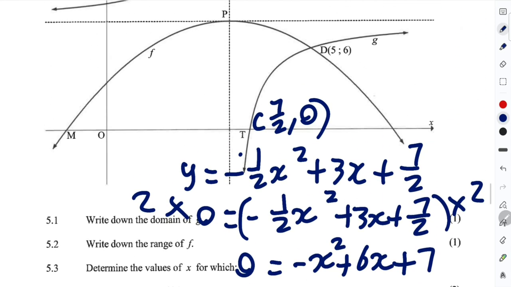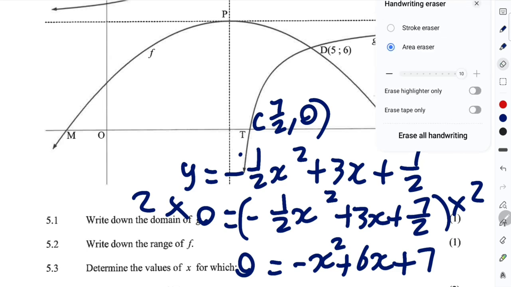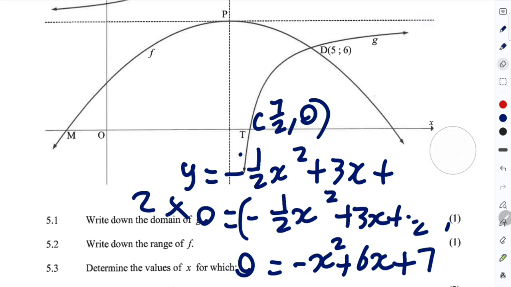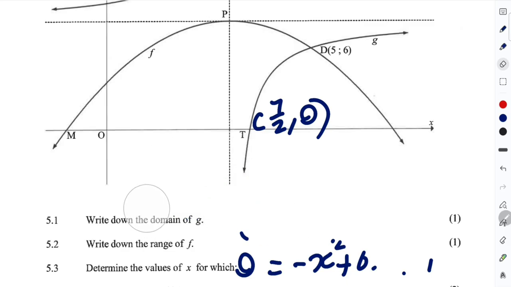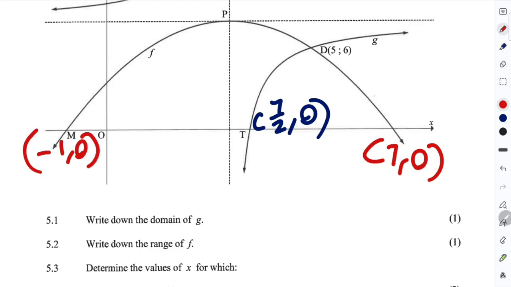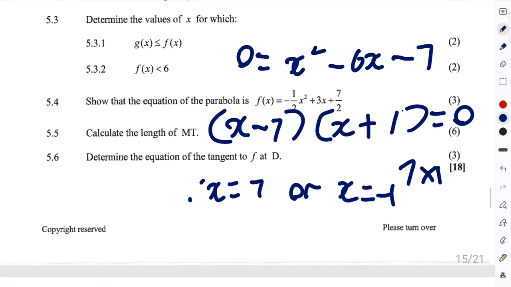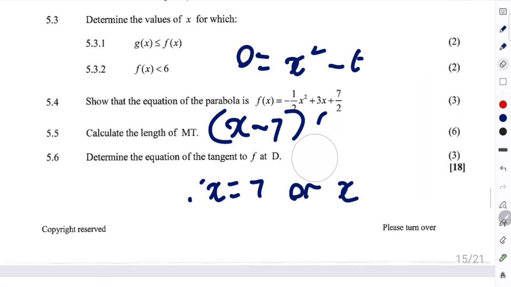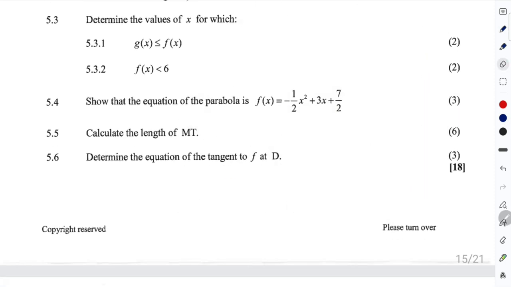So I know that here it has to be 7 and 0, and then here it has to be negative 1 and 0. So now I found all my x-intercepts, so now I can find the length. They want the length of MT, so from M to T.